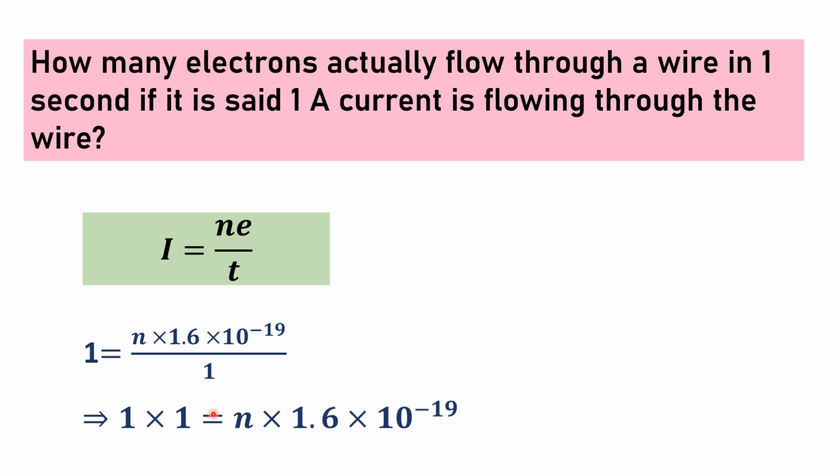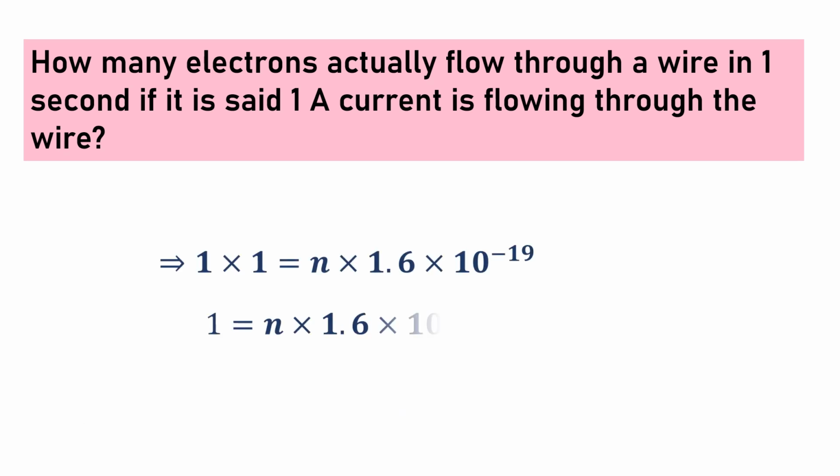Let's do the simple linear equation over here. I'm doing all the steps for you. The denominator 1 from the right hand side goes to the left hand side and becomes multiplied. So 1 into 1 will be 1. But the numerator in the right hand side will remain as it is. So in the next step, 1 multiplied by 1 will be 1. In the left hand side, we have 1. In the right hand side, we have n multiplied by 1.6 multiplied by 10 raised to minus 19. I have to tell this so many times. Please do it yourselves.